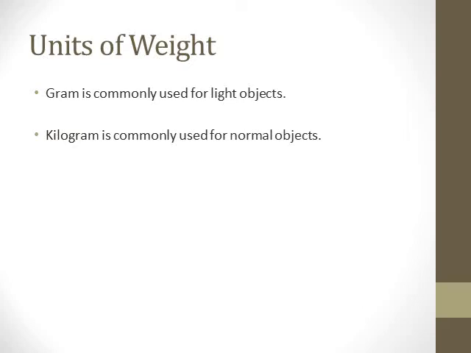And what is the third one? The third one is ton. So you use ton for very heavy objects, you can use it for a car, for a train, for an aircraft. So these are the different units of weight, right?